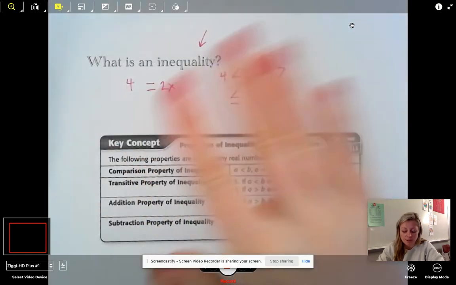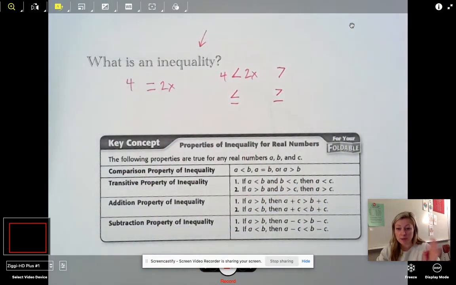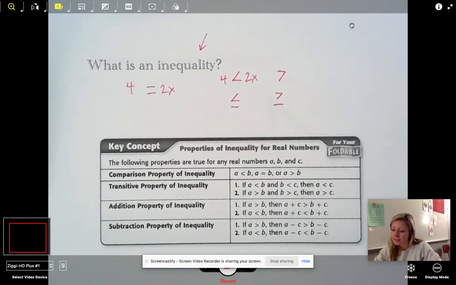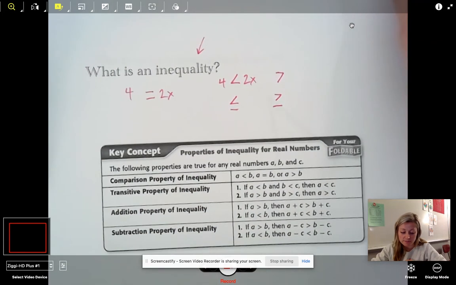We're not going to do anything solving-wise today. We're just going to be comparing, okay? That's all you're doing really. Is it bigger than? Is it less than? That's kind of the gist.